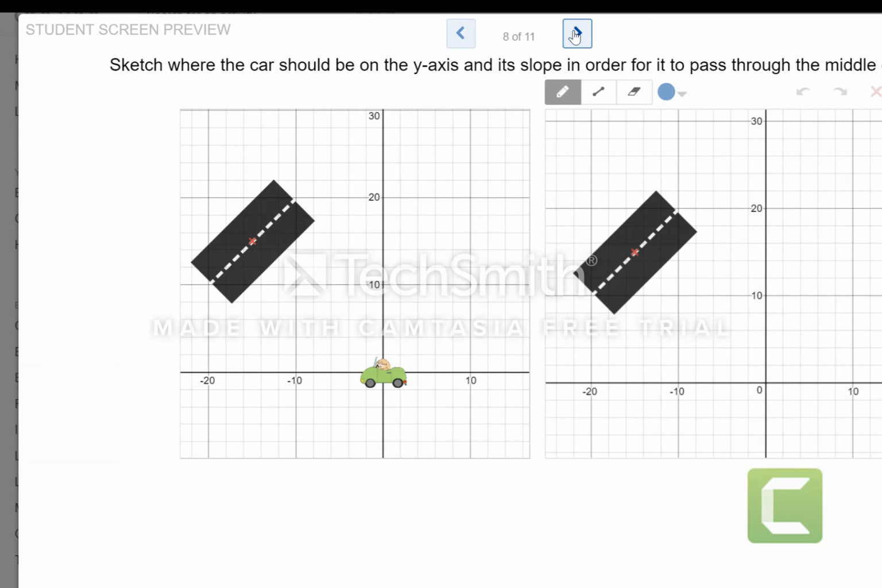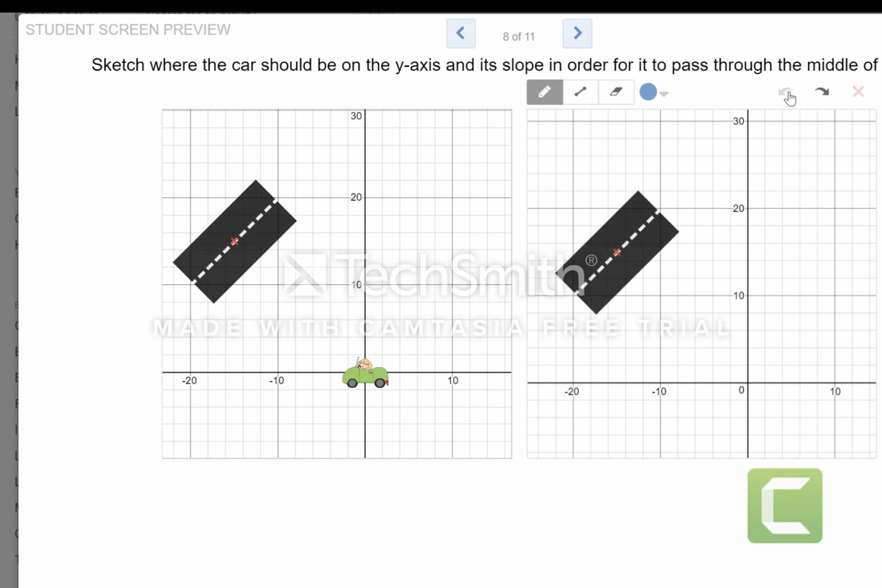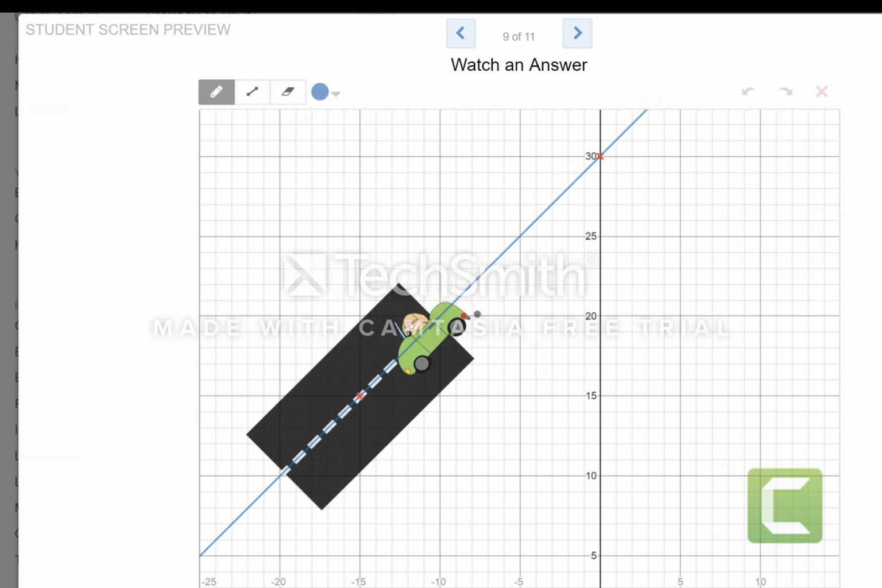Then moving on to the eighth slide. In this slide, they are asked to sketch where they think the car will be on the y-intercept in order for it to pass through the middle of the road. This helps them think critically and become more engaged in the scenario. So they can either choose, for example, let's say they choose 35, and they see that nope, it's not going to pass through the middle, so then they can try another one at 30 and see that indeed it will pass through the middle of the road. And then just to verify their answer, they can move on to slide number 9, where there's an actual representation of where the car must be at the y-intercept for it to cross the middle of the road.